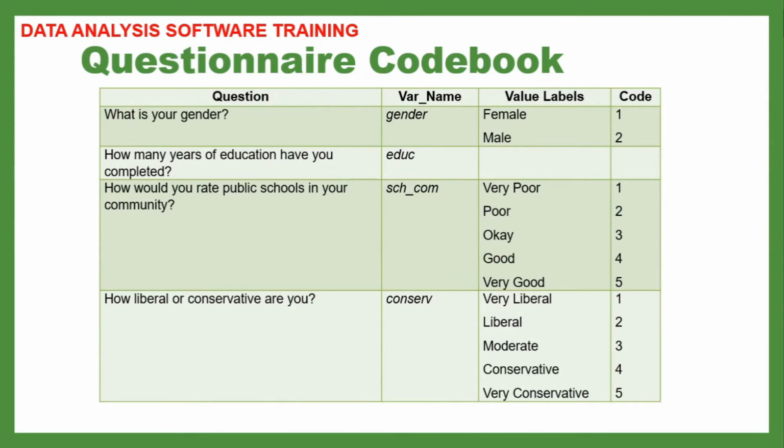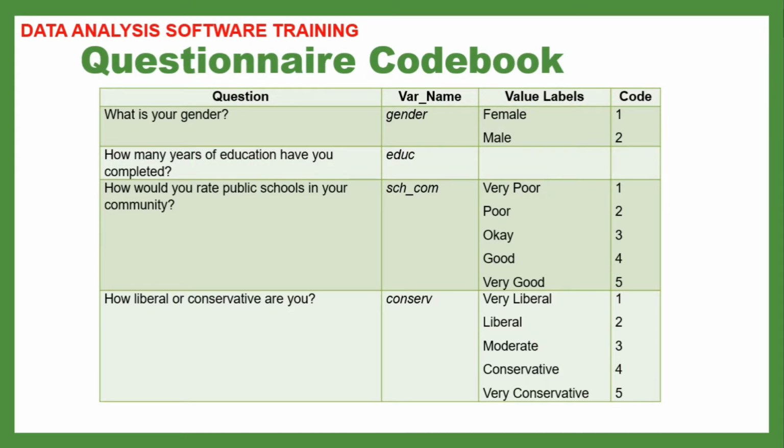What is your gender has the variable name gender, and its value labels female and male, where female is coded as 1 and male coded as 2. How many years of education have you completed is most likely numeric, and for that matter has no value labels and hence no coding. Thus, we give the variable name EDUC, which is short for education.